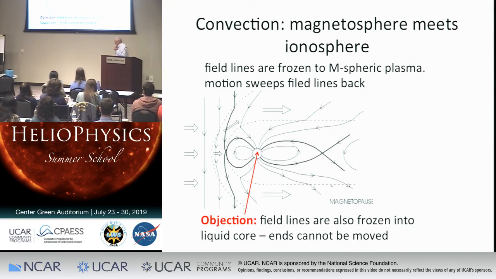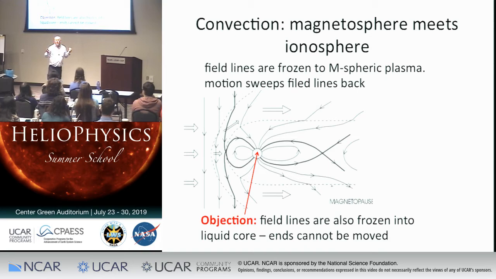But if you're following field lines, that's good in a plasma. Well, wouldn't you say the field lines are frozen in to the core of the Earth, which is not moving like this, right? On the time scale of days, it's just stationary. And it's creating all of the Earth's magnetic field. So how can the field lines move this way if they're frozen in to the core of the Earth? Everyone see the puzzle here?